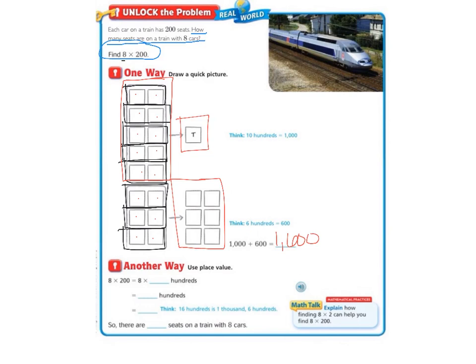We can also do it by using place value. I can multiply 8 times 2 hundreds. Let's write that out as 8 times 2 hundreds. 8 times 2 is 16 hundreds. So that means that I have 16 hundreds, 2 zeros at the back, or 1,600. So there are 1,600 seats on a train with 8 cars.